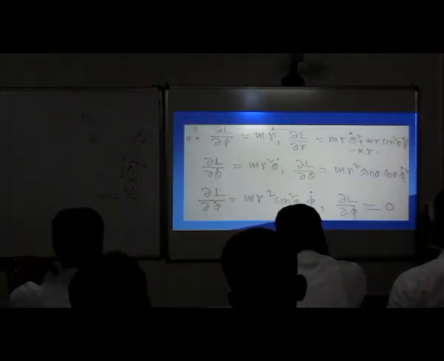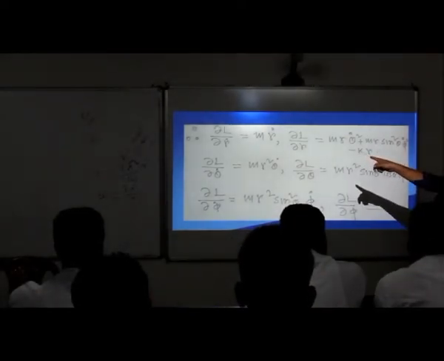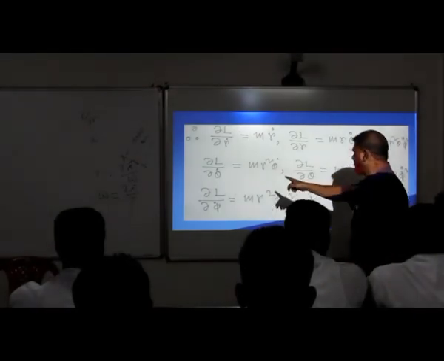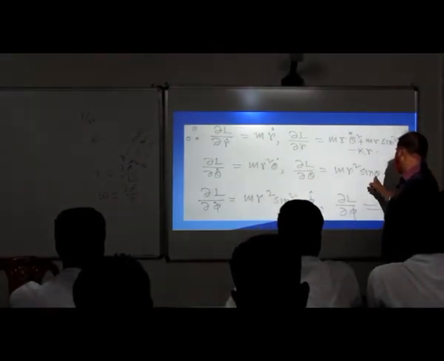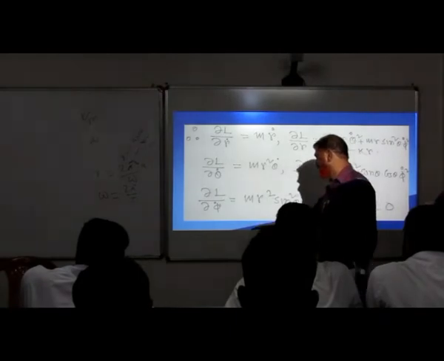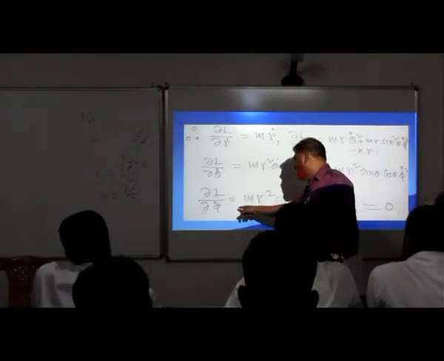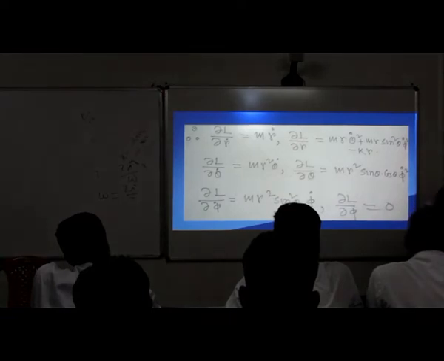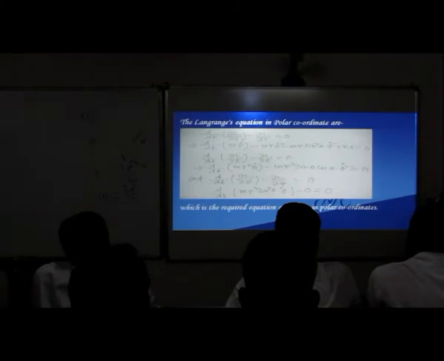Putting all these values, we are able to find the Lagrange equation of motion for a conservative system as follows. In terms of r, the equation is this. In terms of theta, the equation is m r square sin theta cos theta phi dot square. In terms of phi, the required Lagrange equation of motion is this. These are the required equations of motion in polar coordinates.